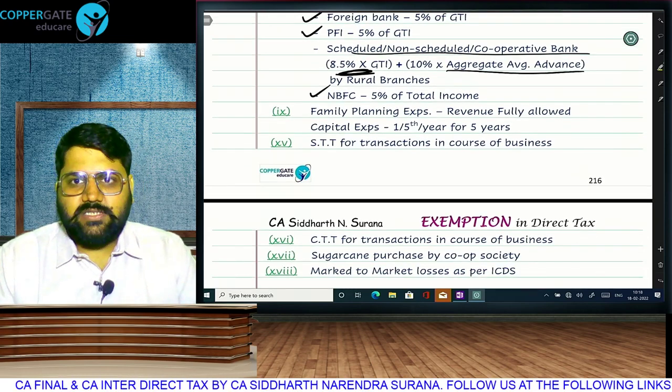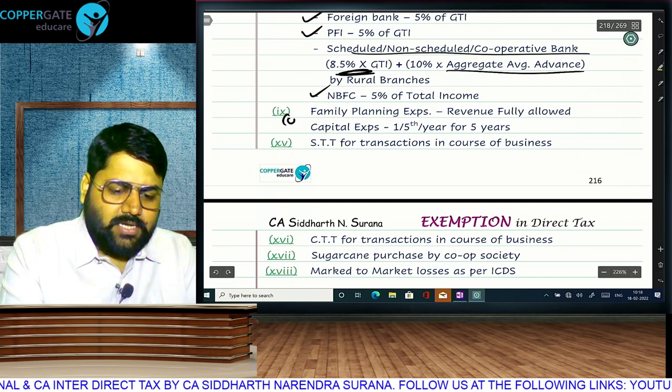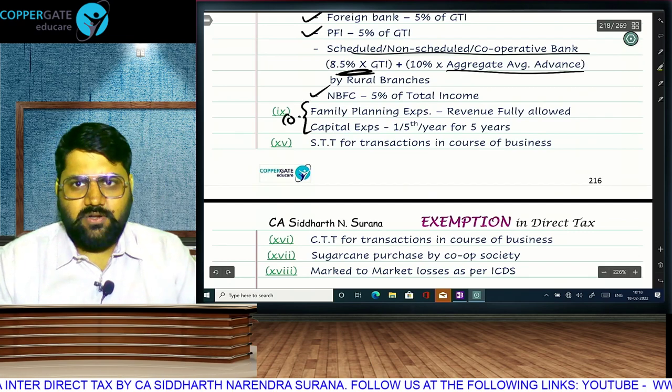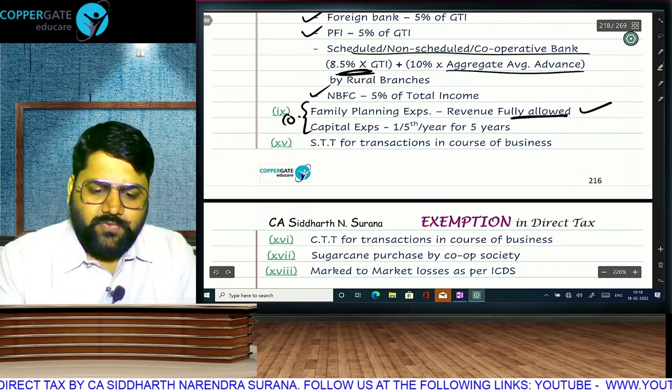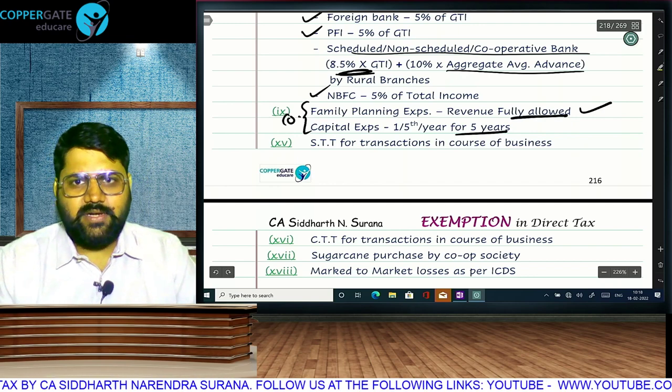Family planning expenses are allowed only for a company, mention this please; other assessees will not be allowed. Revenue expenses fully allowed, and capital expense in 5 installments, 1/5.